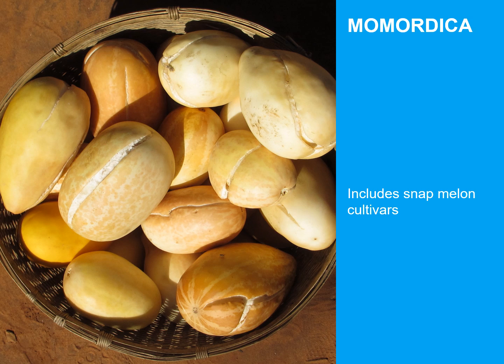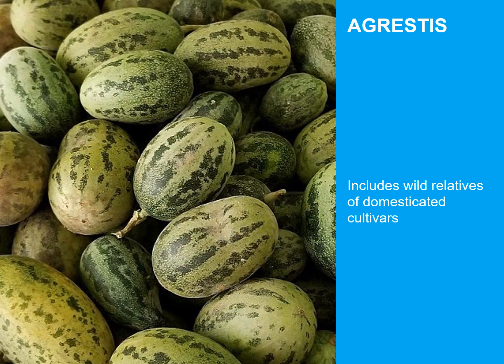Then we have the momordica, and this is known as the snap melon. It's not that common really, but it's so called because as it grows, you can see there are these cracks along the skin, so that's the reason for its name. And it kind of makes them look like baked loaves of bread, but this cracking occurs as the fruits mature and grow. And then finally we have the agrestis type, which encompasses all of the wild relatives of melon and some domesticated local cultivars.